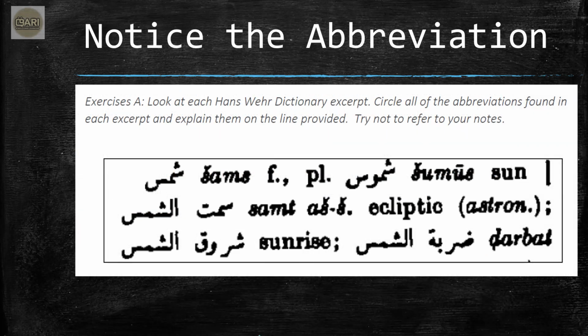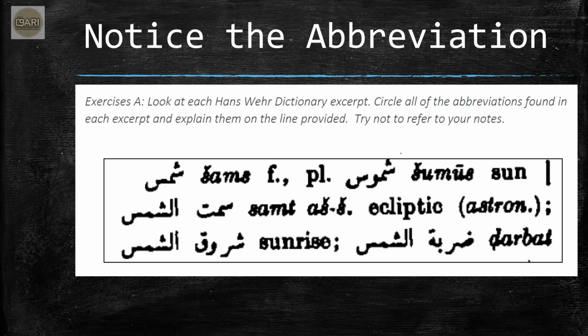So you were asked to look at the Hans Wehr Dictionary excerpts that are in your book altogether. I believe you have 5. And you are to circle all of the abbreviations found, meaning the ones that we've covered, in each excerpt, and explain them on the line provided. So there's a line below this, as you'll see in your course book. So we're only focusing on the abbreviations that we have studied. So you can always pause. Remember, anytime we have a video, you can pause it and see if you can do the exercise on your own.